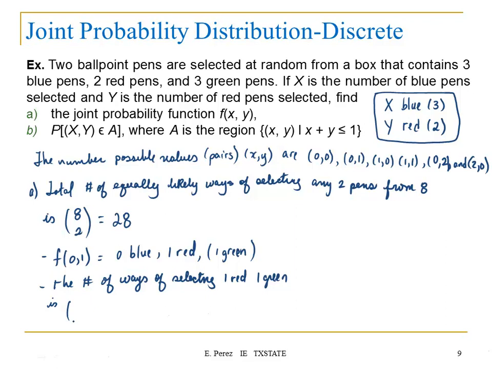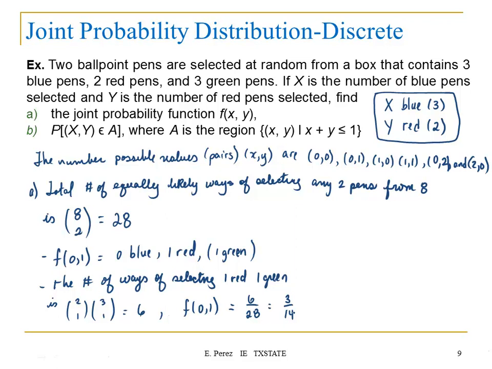Using the multiplication rule, you can select 1 from 2 and 3 from 1. So that means that you have 6 options. So what will be f of 0, 1? F of 0, 1 will be 6 over 28, which is 3 over 14.